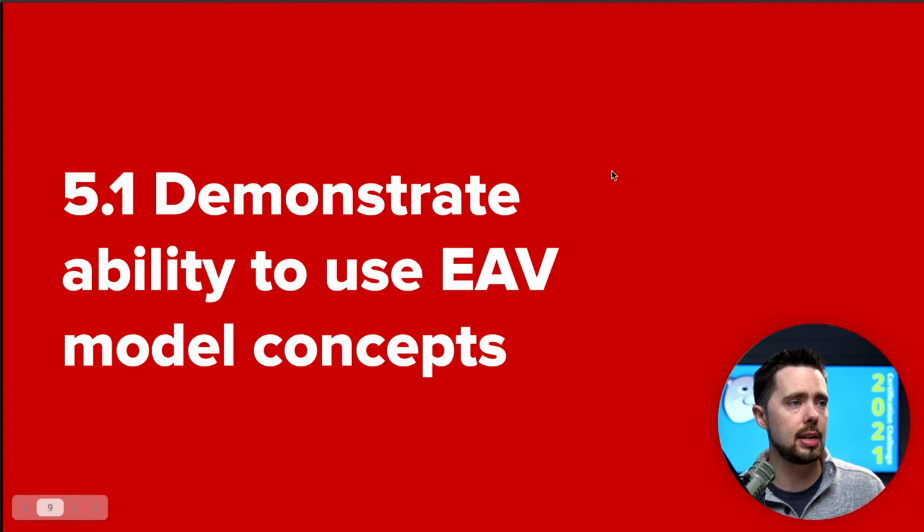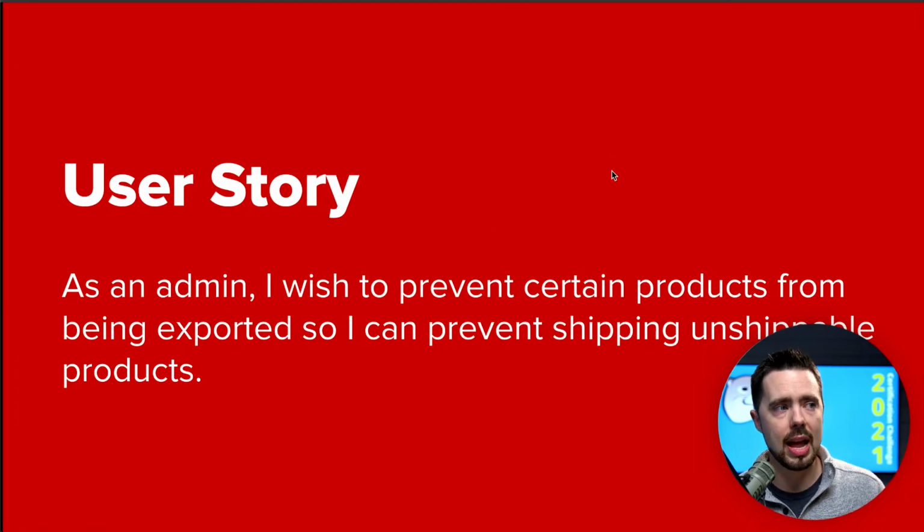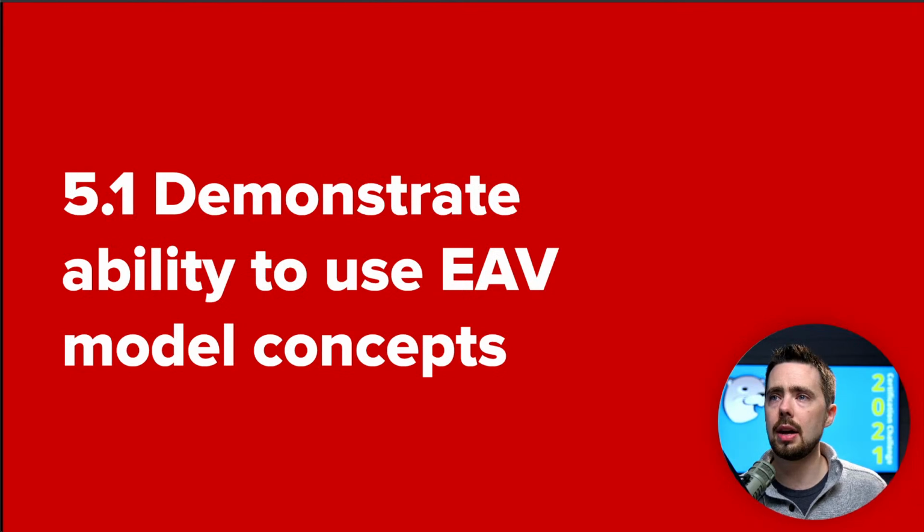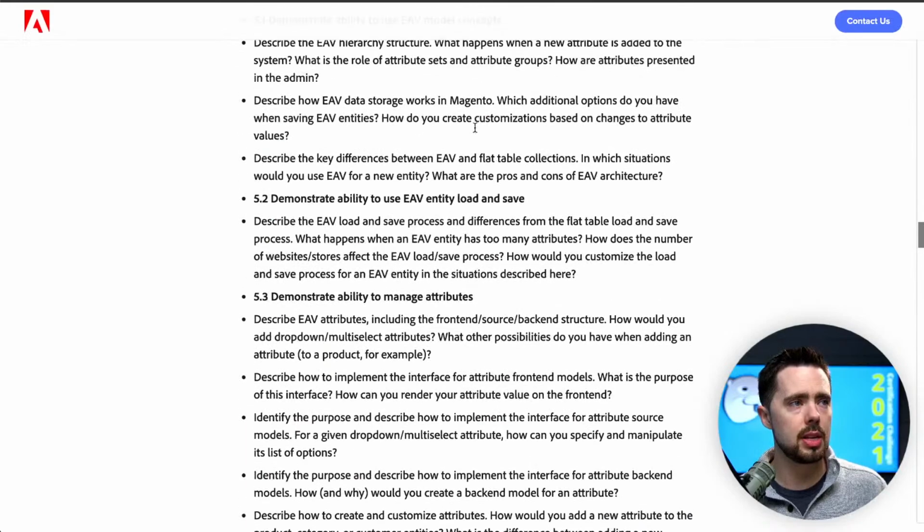let's take a quick look at, well, we have a user story. As an admin, I wish to prevent certain products from being exported so I can prevent shipping unshippable products. That's slightly contrived, but it is actually a real life scenario that I can almost guarantee a merchant would want to have. So there's going to be some products that are going to be unshippable for whatever reason, maybe fulfilled in a different place, whatever. So yes, this is legit. So, oh, I did not pull that over here. There we go. So this is what we're looking to do.